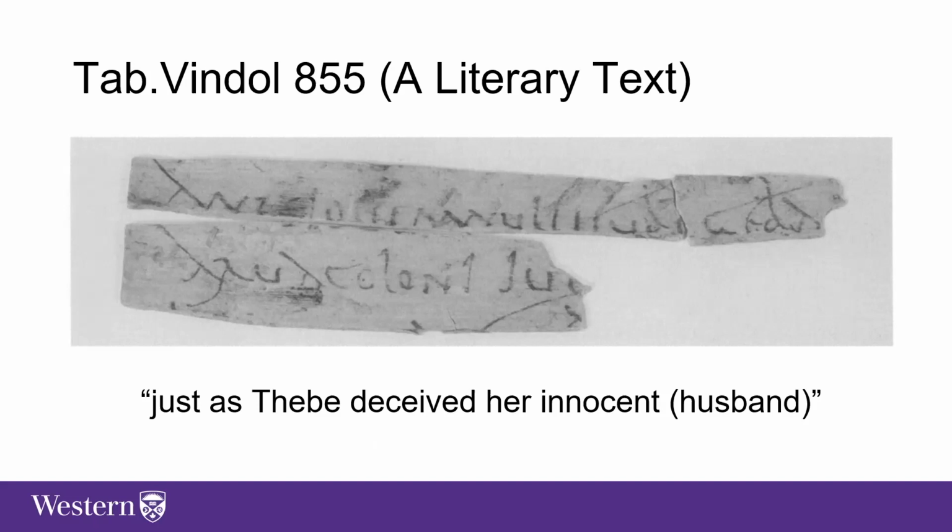And this has interesting implications, but even more interesting implications if we accept Bowman and Thomas's translation of this line. So they say, just as Thebe deceived her innocent husband. Husband is thrown in here to continue this line of thinking. Their argument, though, is that this is actually a composition exercise written about Thebe, the wife of Alexander of Pherae, a Thessalian tyrant in the 4th century BC, and a typical and documented subject of oratorical exercises in Roman education.